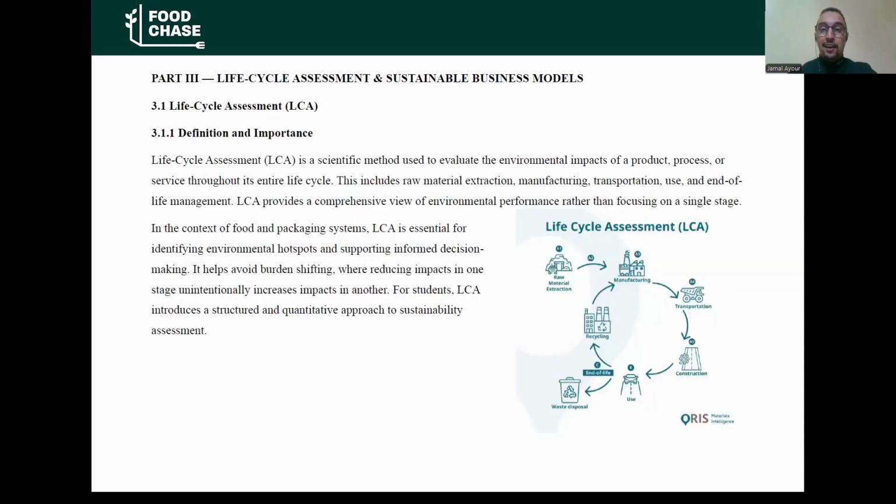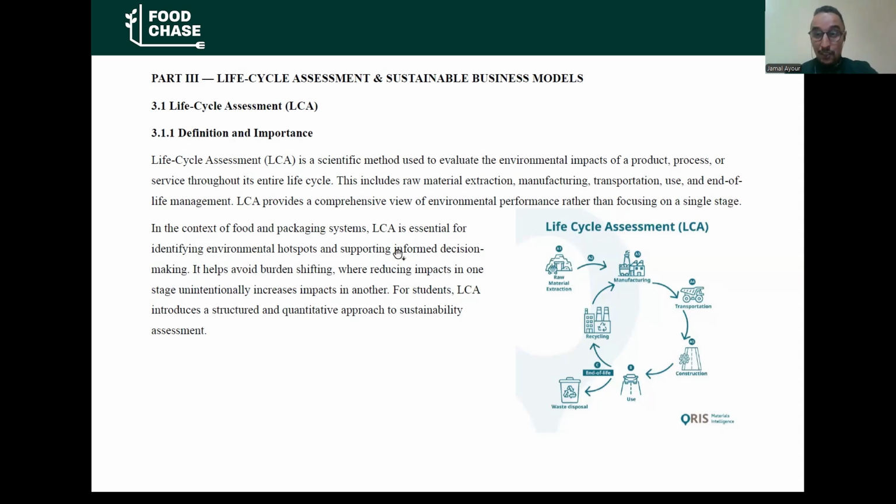Hello. Having studied part number one about sustainable packaging materials, eco-friendly materials, and part number two about sustainable food processing, we continue today with part number three about life cycle assessment and sustainable business models. On this first slide, we introduce life cycle assessment, or LCA.